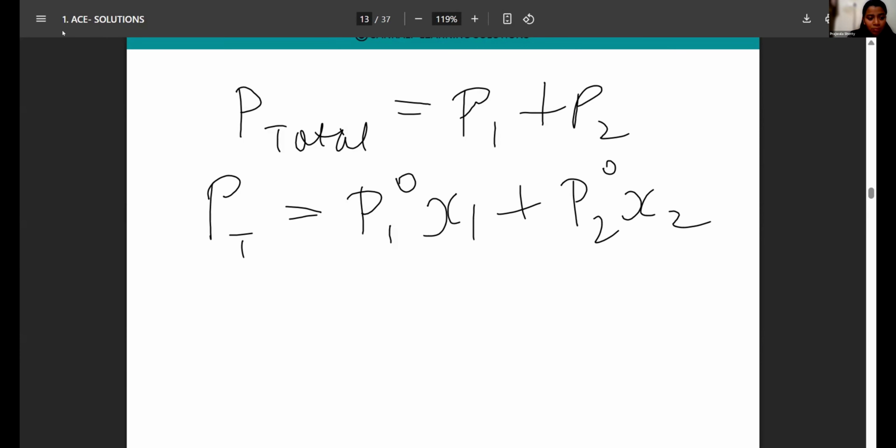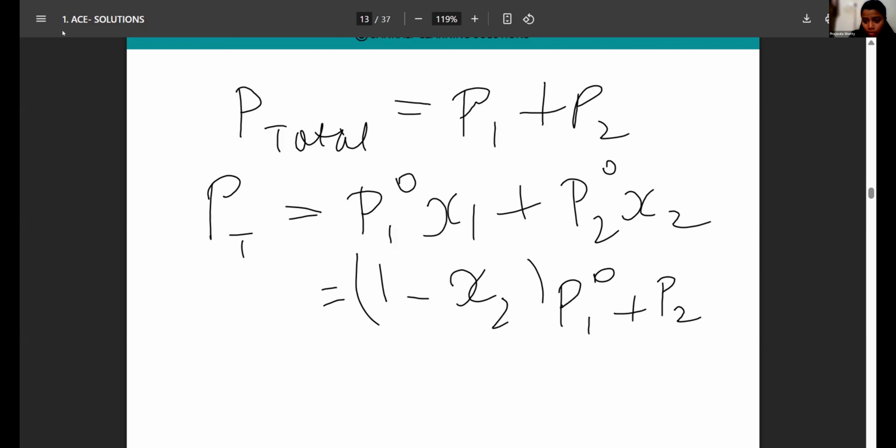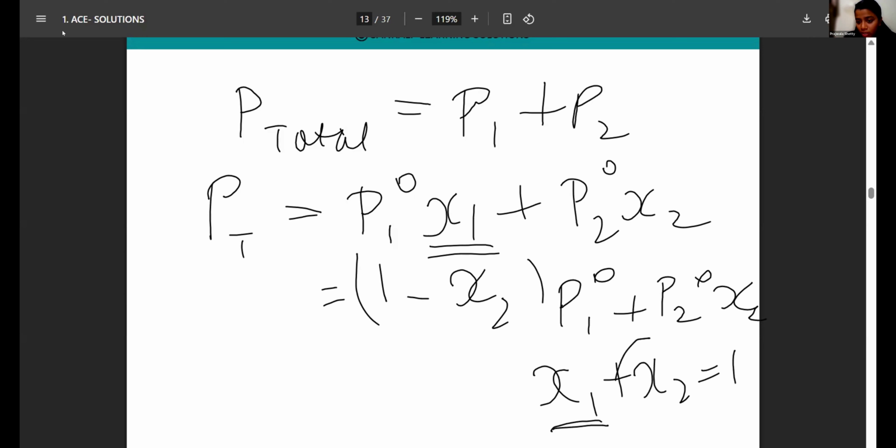So when you simplify this, you'll be getting (1 minus X2) into P1 naught plus P2 naught into X2. Again, what was this? X1 is 1 minus X2. In place of X1, you are putting 1 minus X2. See, in simple words, X1 plus X2, the sum of mole fractions, is unity. So X1 plus X2 is 1. If you want X1, you'll transpose this, right? So X1 will be 1 minus X2. That is what you wrote here.